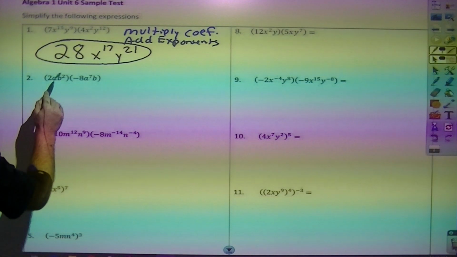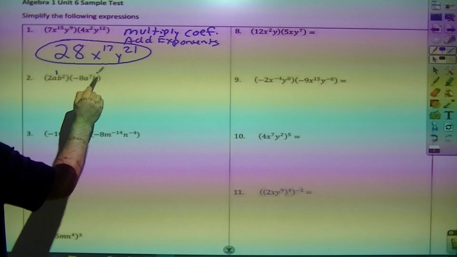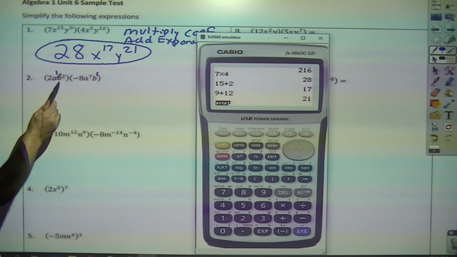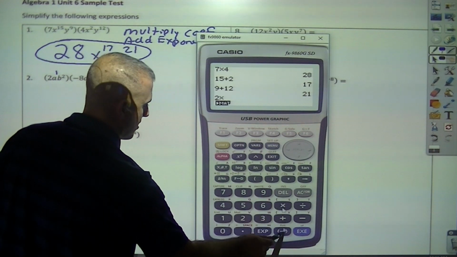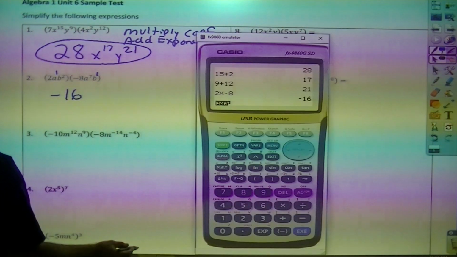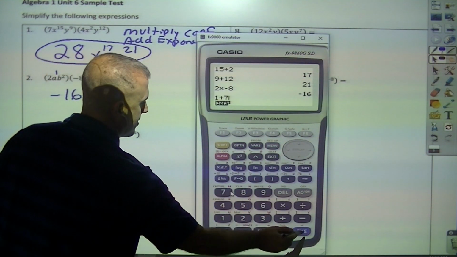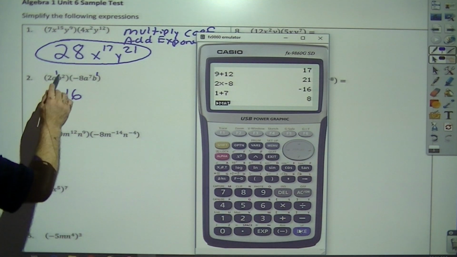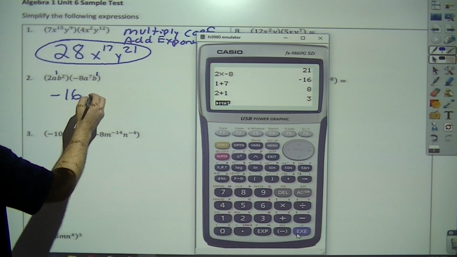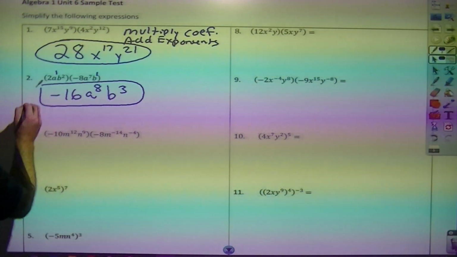If I look at the second one, I've got to make sure I put a 1 right here with A, and a 1 right here with B. So what I'm going to do is multiply the 2 and the negative 8, which is negative 16. Then I'm going to add the A exponents, 1 and 7, which gives me 8. 2 and 1 for B gives me 3. So I have A^8, B^3, and that would be my final answer.